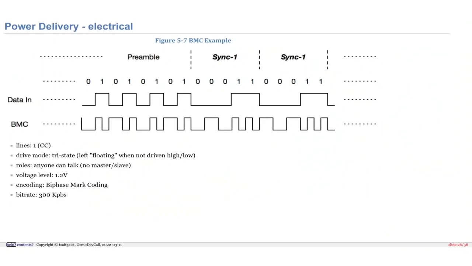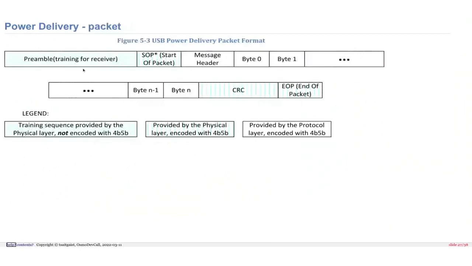That's how it looks like on the electrical level. And if we have a look at the layer above, this is how a packet looks like. You have in the beginning, so nobody drives the line. There's only the resistors, so they might be noisy. So what you do in the beginning, you have a training sequence to actually indicate, okay, now I'm starting a power delivery packet. It's not just noise on the cable, it's really a packet.